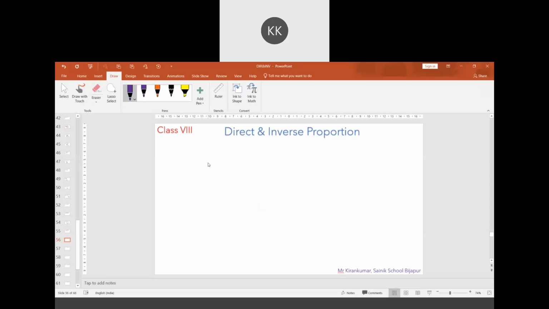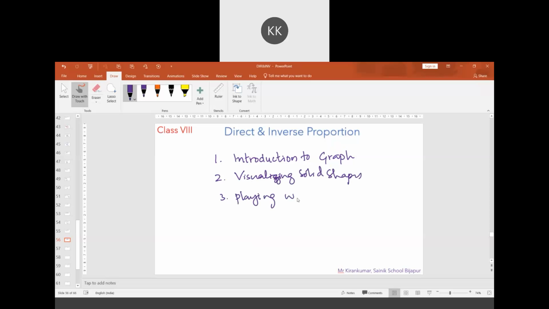Let me list them. Sir, introduction to graphs, visualizing solid shapes, and playing with numbers. Sir, start with the second one.